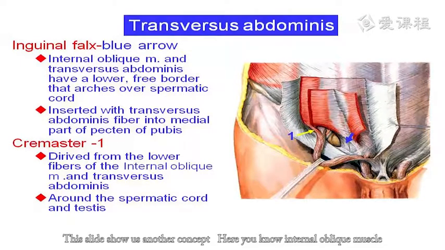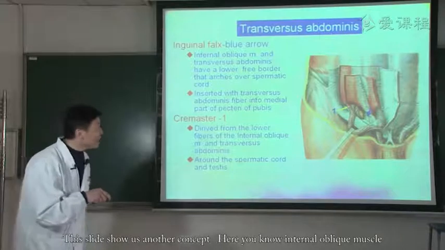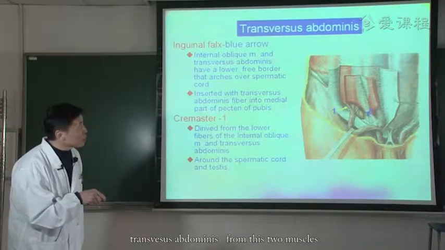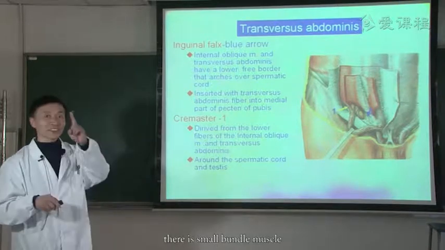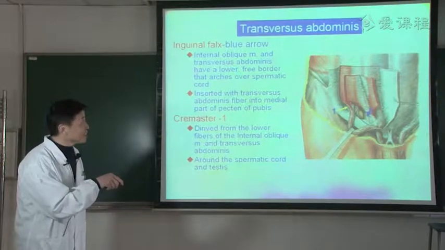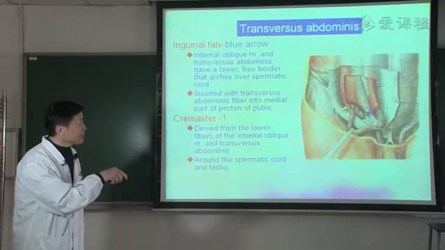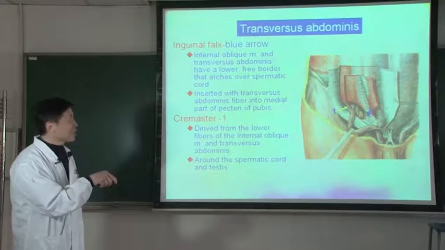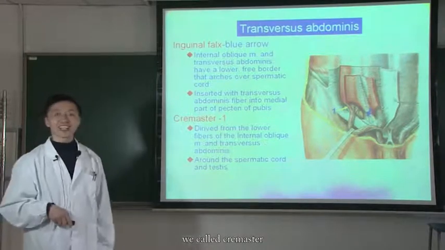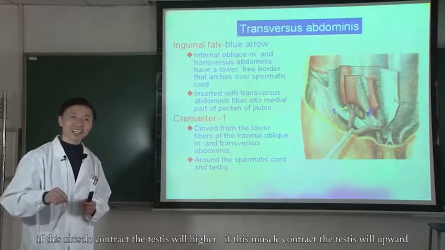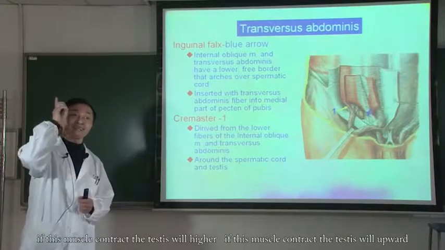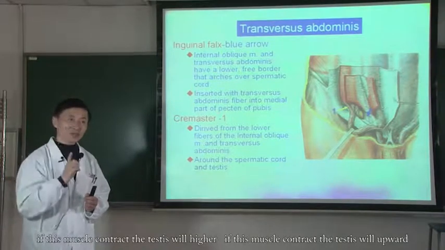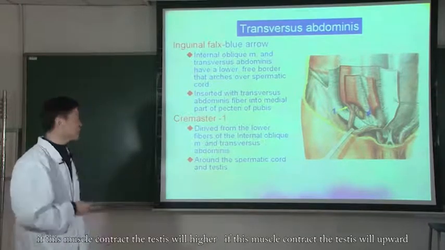Let's go on. This slide shows us another concept. Here, internal oblique muscle, transversus abdominis muscle. From these two muscles, there is a small bundle of muscle separated from them. Leaving the two muscles downward, following the spermatic cord, we call it the cremaster. If this muscle contracts, the testis will become higher, will move upward.